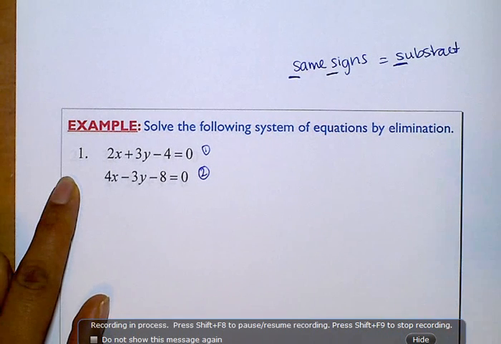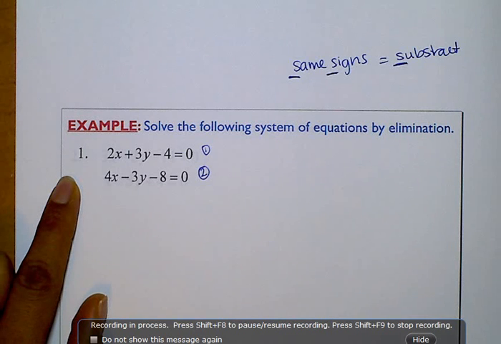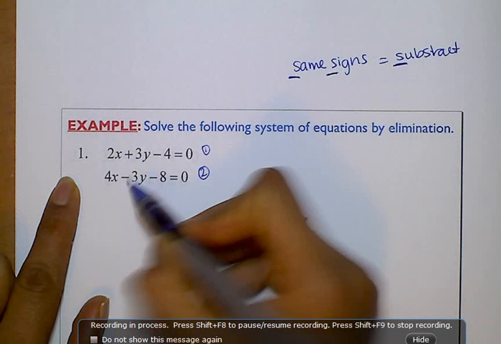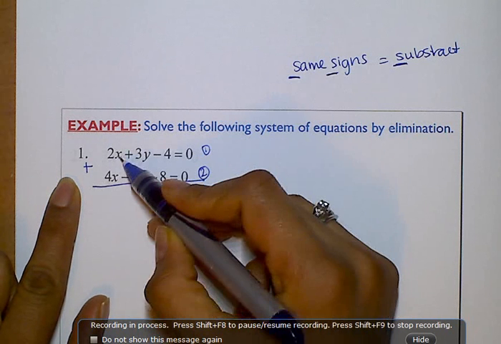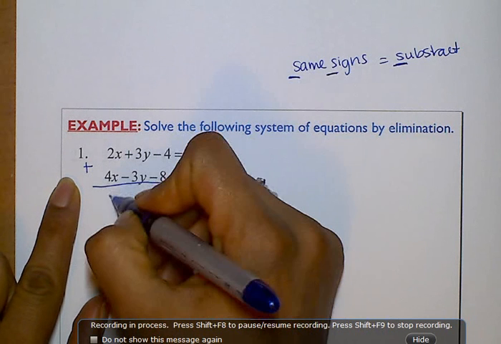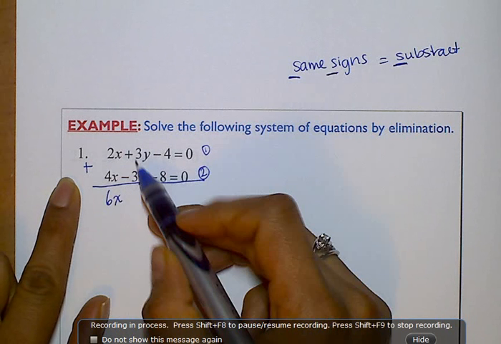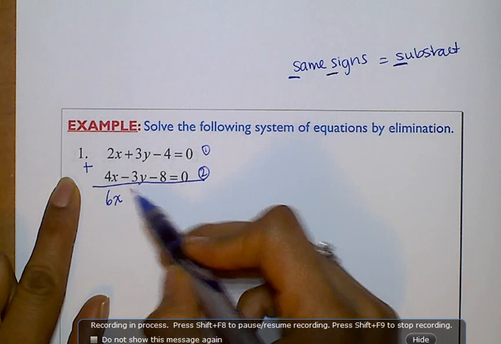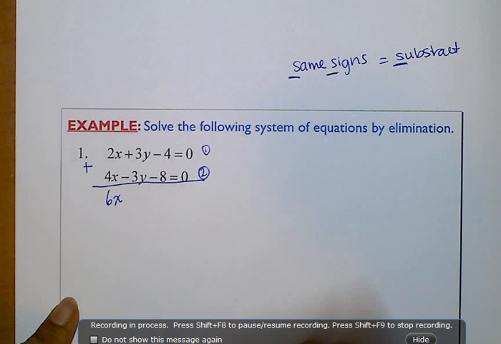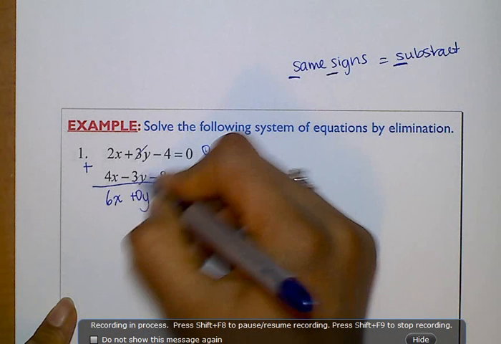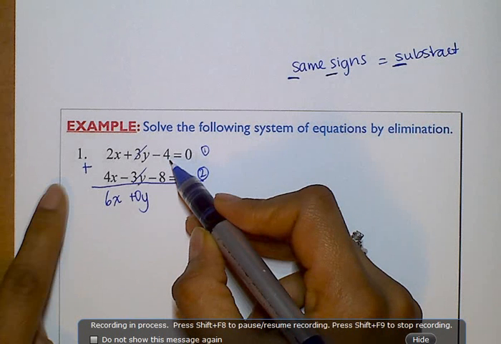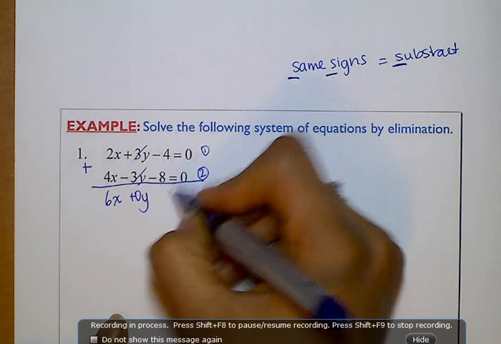So 2x plus 4x is 6x. 3y plus negative 3y is basically 0y. What you're doing is you just eliminated that variable. Then I have negative 4 plus negative 8, that's negative 12, equals 0 plus 0, which is 0. I'm going to solve for x: move the negative 12 to the other side and divide both sides by 6. x equals 2.